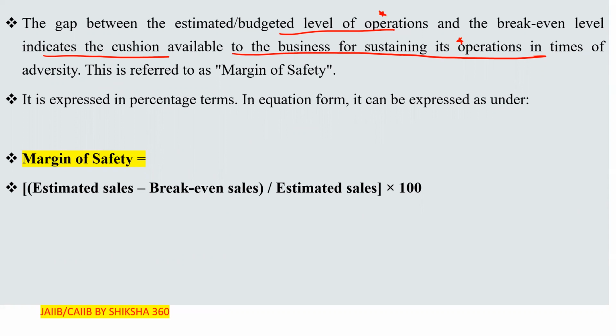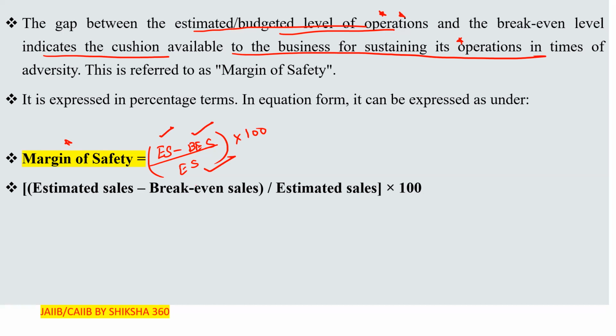Further, it is expressed in percentage terms. How can we express the margin of safety? It is the difference from the break-even level. So margin of safety is estimated sales minus break-even sales upon estimated sales into 100. This is the formula for the margin of safety.